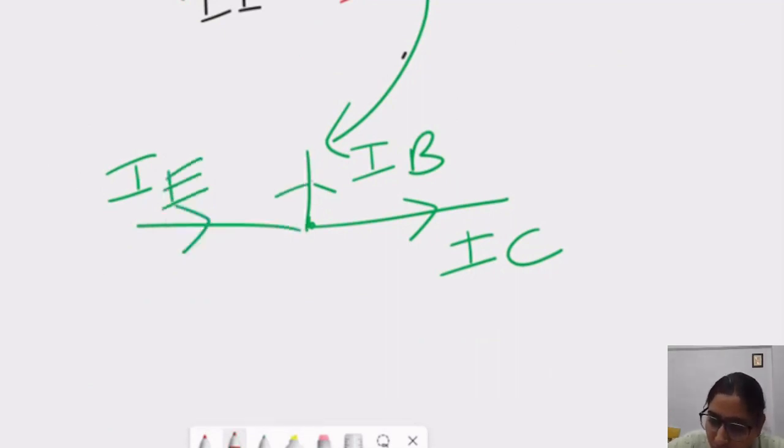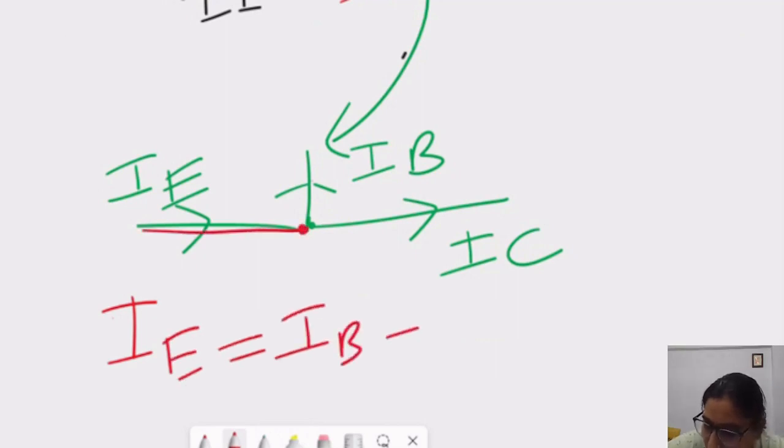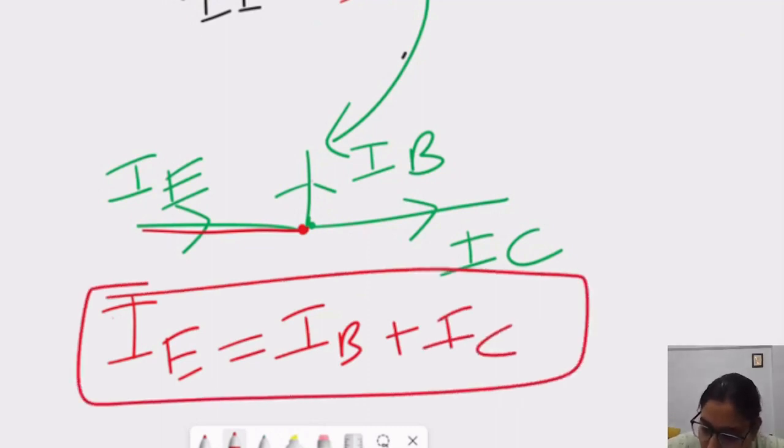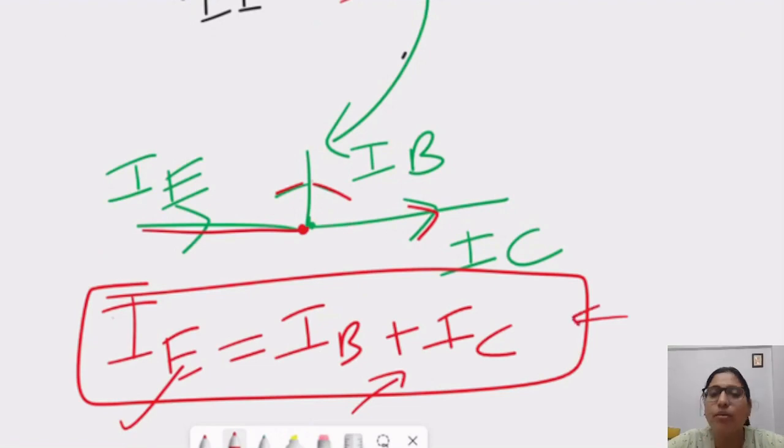Now from this diagram, what we can see is that this IE, the incoming current to the node, is nothing but the addition of IB plus IC. This is the basic understanding: whatever the emitter current is, it is the addition of IB and IC. So this is the basic rule in our transistor, that emitter current is always the addition of collector current and base current. This is the basic understanding of how a transistor is working.